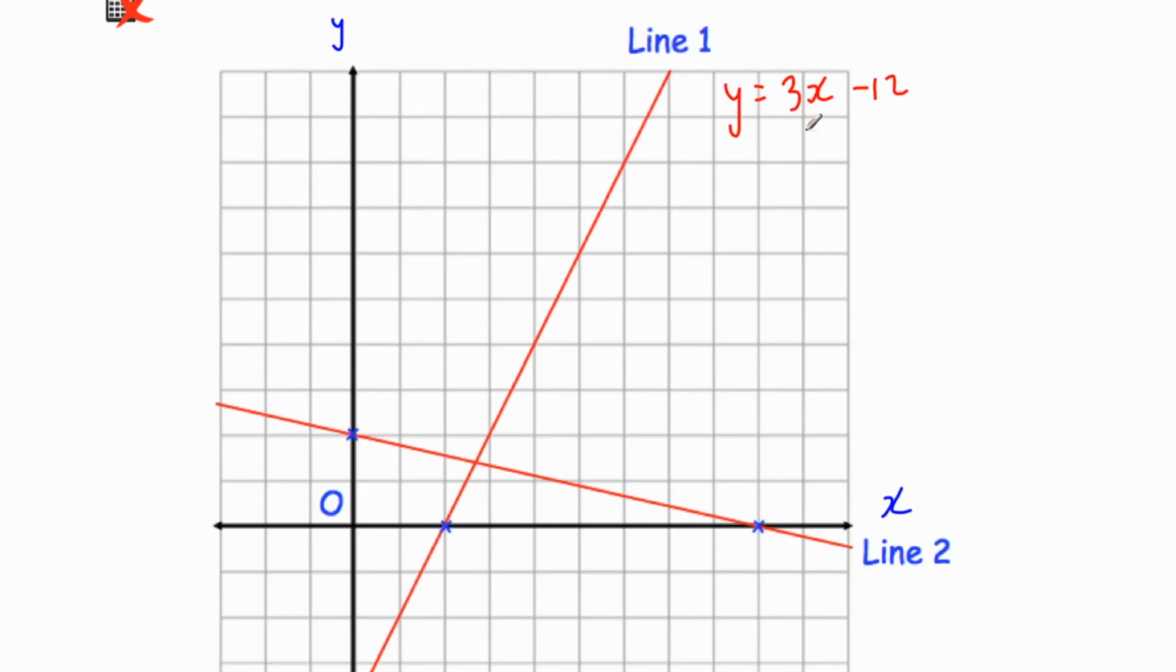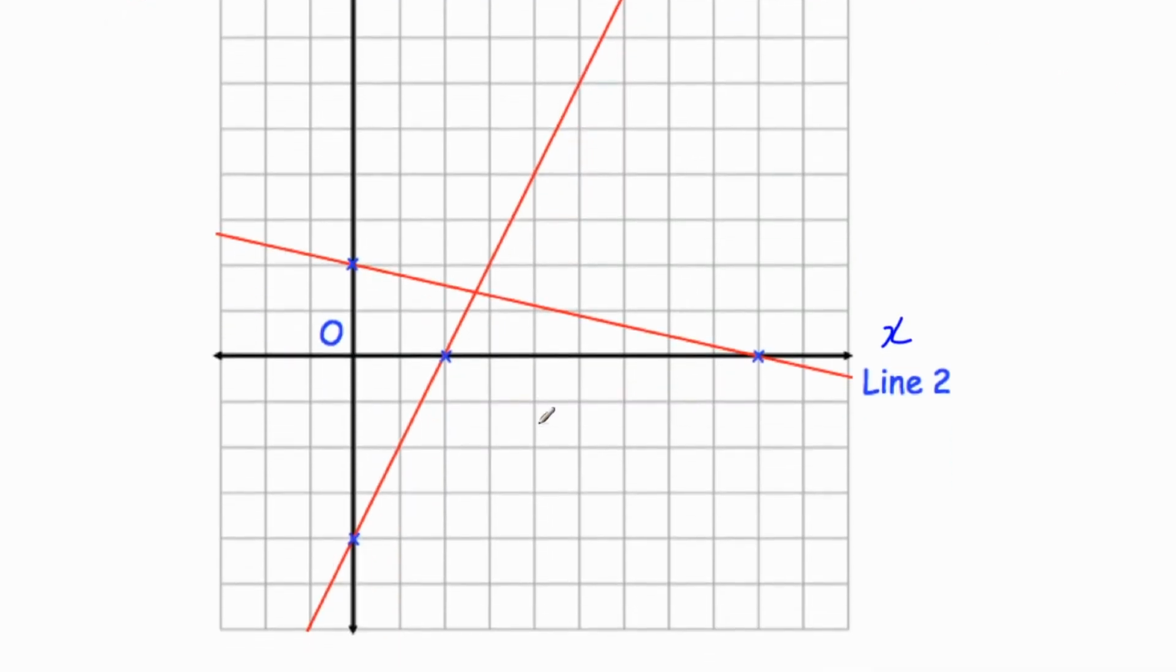Line 1 has equation y equals 3x minus 12. Now if we have a look, minus 12 is the y-intercept. That minus 12 tells us where line 1 crosses the y-axis. It crosses at minus 12. So if we go down here, this point here must be minus 12. Now if we know this point is equal to minus 12, that means that this point here would be minus 6 because it's halfway to the origin. That must be minus 3, that must be minus 9 and so on. So that means that we're going up in threes.